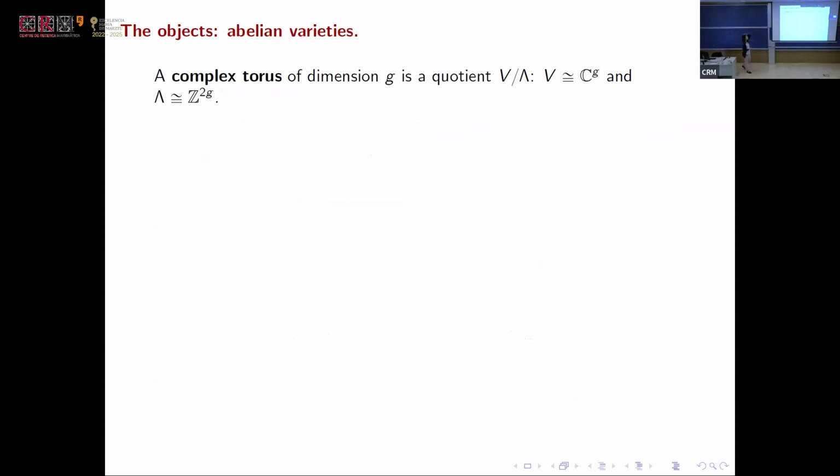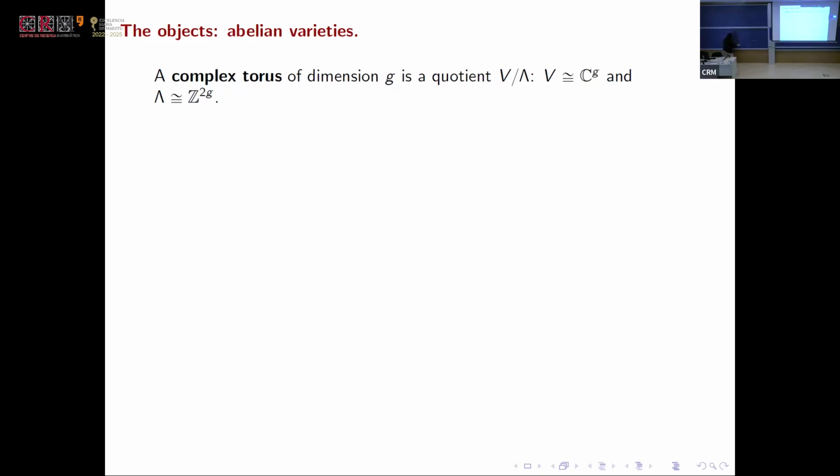A complex torus is a g-dimensional generalization of this torus. In this case, we are in C, taking two vectors which are linearly independent over R, and the torus is precisely the identification of C modulo the lattice generated by these two vectors.